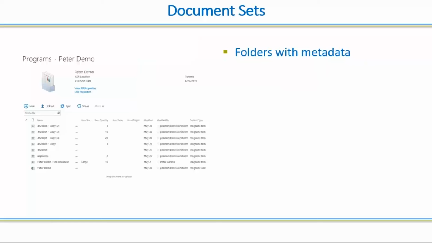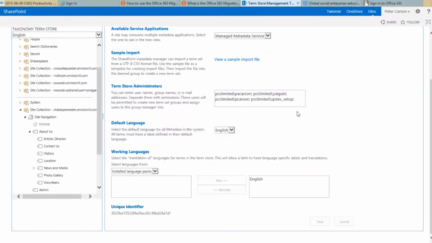So I want to introduce a concept called document sets. I talked about how metadata was better than folders. Document sets kind of merge those together to say, okay, it's like a folder, but you can actually put metadata on the folder itself as well as on the contents within it. So let me explain by jumping into the site to show you what that looks like.